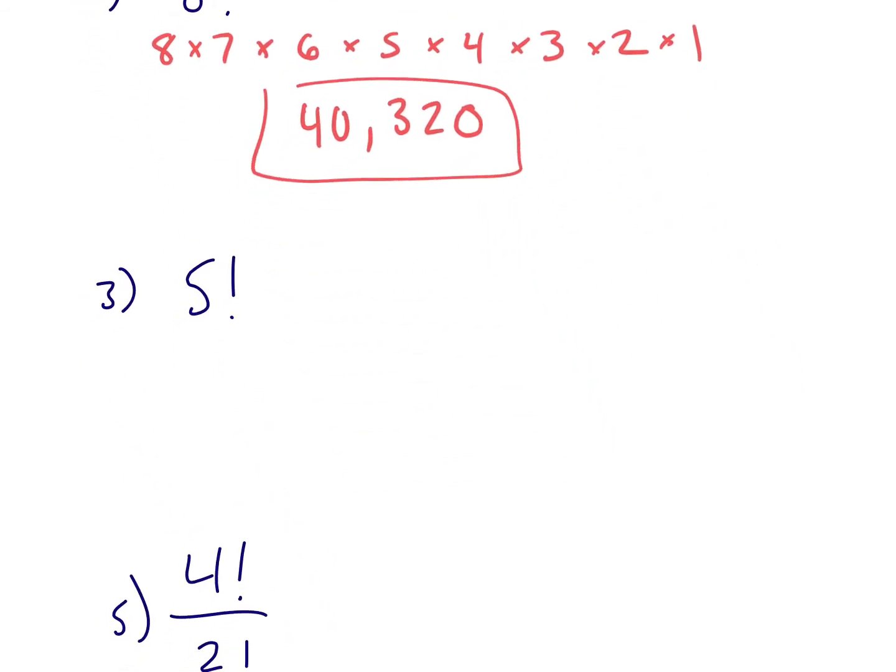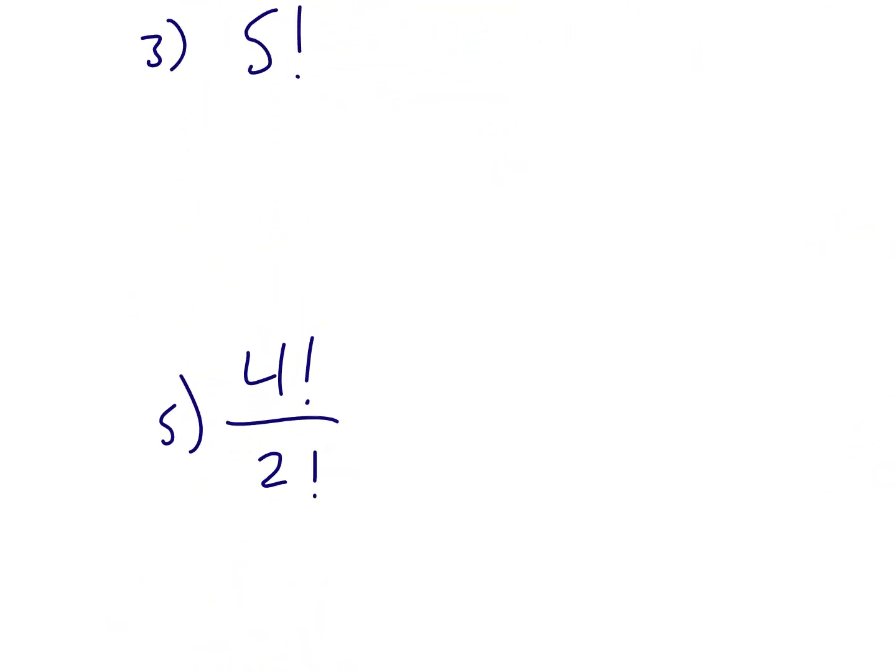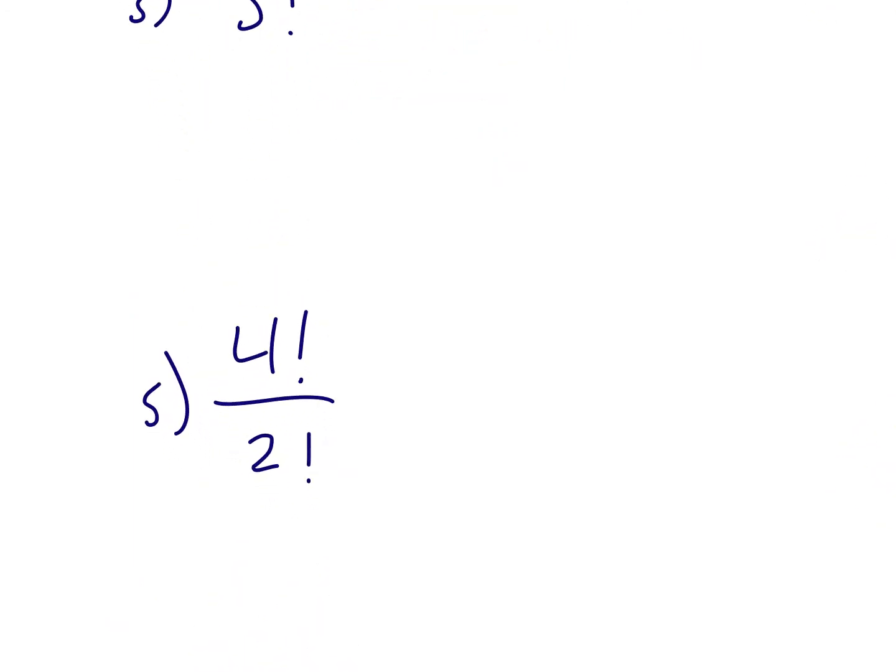All right, let's take a look at number 5. So we have 4 factorial over 2 factorial. So 4 factorial is 4 times 3 times 2 times 1, which I'm not going to write the 1 because we don't need it, because 1 times anything is the same thing. And then on the bottom, I have 2 times 1. Again, don't really need the 1.